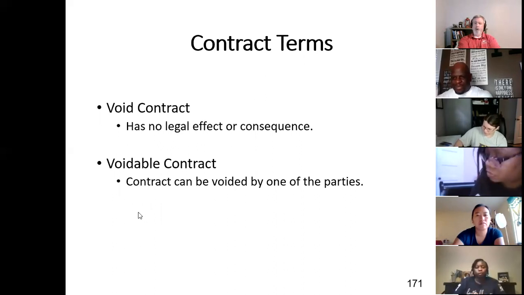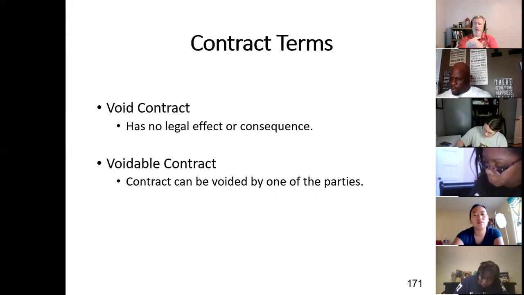The next term is void contracts. I'm not sure how to even explain void any better than just void. If something's void, according to contract law, then it's as if it never even existed. So obviously, there's no legal effect, no consequence as a result of whatever you had. Because if the contract's void, then for all intents and purposes, the contract never, ever even existed. That's what void means.